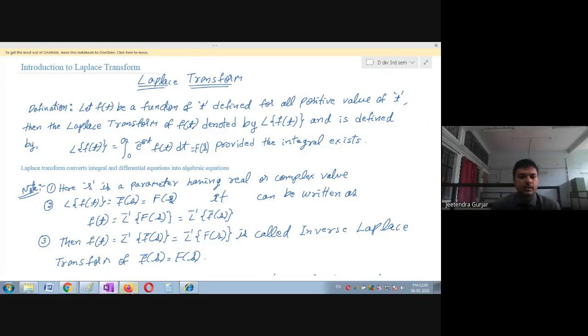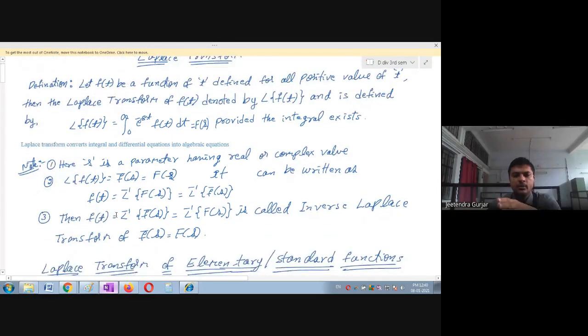So just go through the next, second note: Laplace transform of f of t is equal to F dash of s, is equal to F of s. It can be written as f of t is equal to the inverse Laplace transform, that is L raised to minus 1 of F of s, is equal to L raised to minus 1 of F dash of s. Then one can easily understand that f of t is equal to L raised to minus 1 of F of s, or we just say inverse Laplace transform of capital F of s. So this is called the inverse Laplace transform.